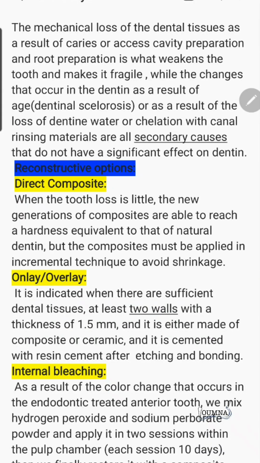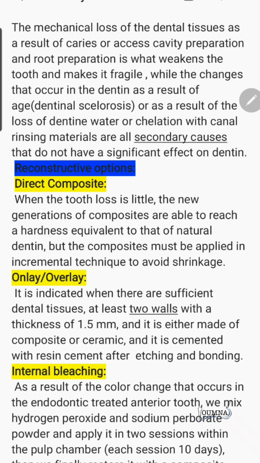Assalamu alaikum. Mechanical loss of the dental tissues as a result of caries or access cavity preparation, and root preparation, is also what weakens the tooth and makes it fragile. While the changes that occur in the dentin as a result of age, like dentinal sclerosis, or as a result of the loss of dentin water or chelation with canal rinsing materials, are all secondary causes that do not have a significant effect on the dentin.